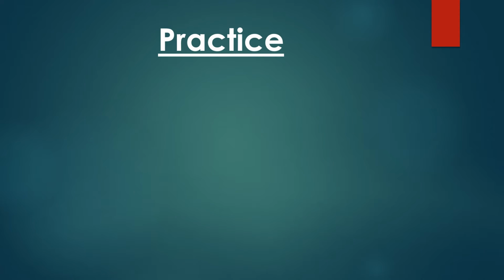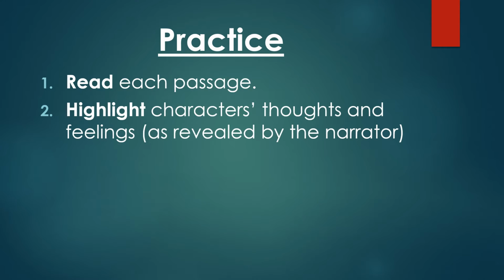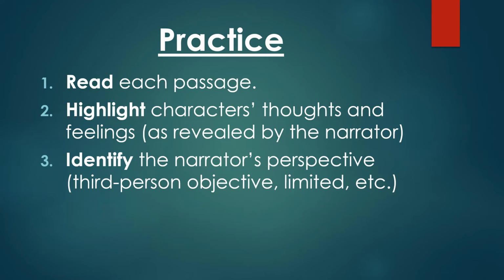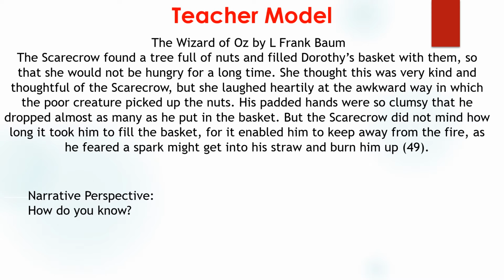So next you're going to practice using some of the clue words from the graphic organizer that you completed yesterday to figure out the mode of third person narration for each passage. So you're going to read each passage, highlight the character's thoughts and feelings, and identify the narrator's perspective, whether it's objective, limited, or omniscient. And then you're going to explain your answer, how you knew. So the first one I'm going to do for you, The Wizard of Oz.